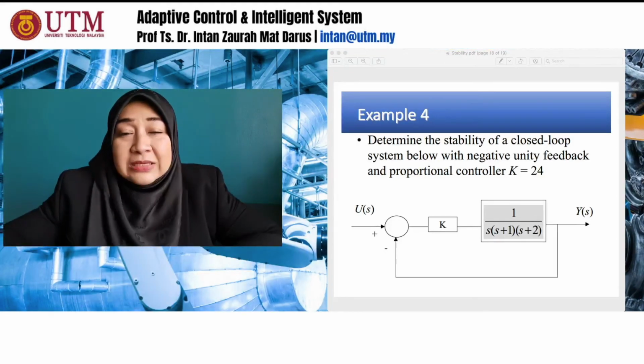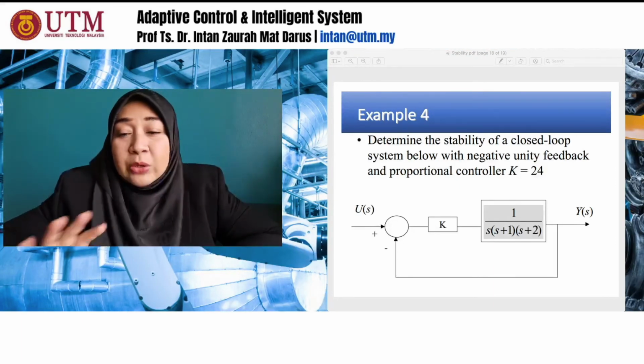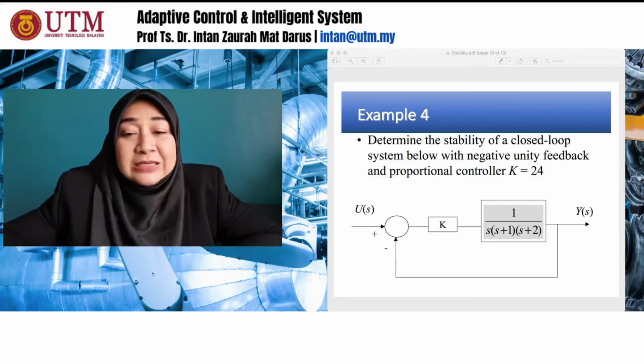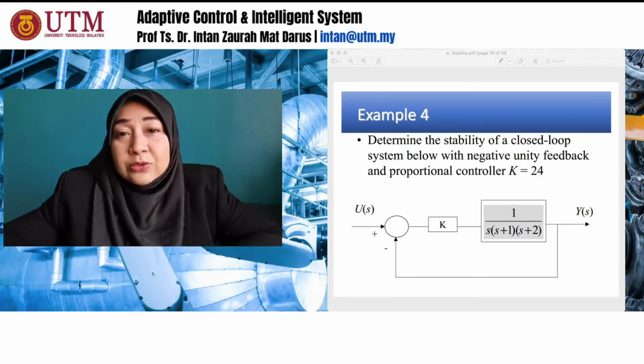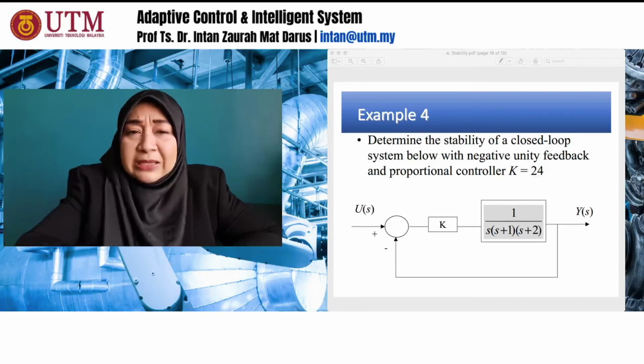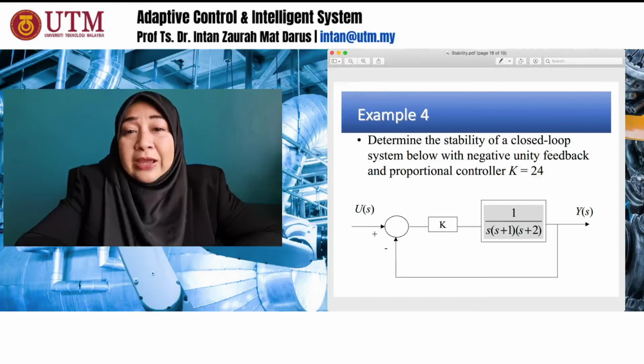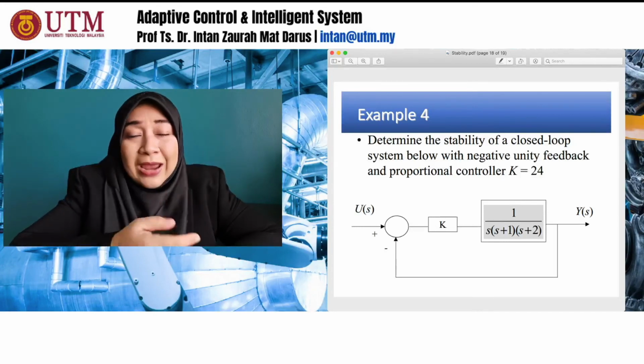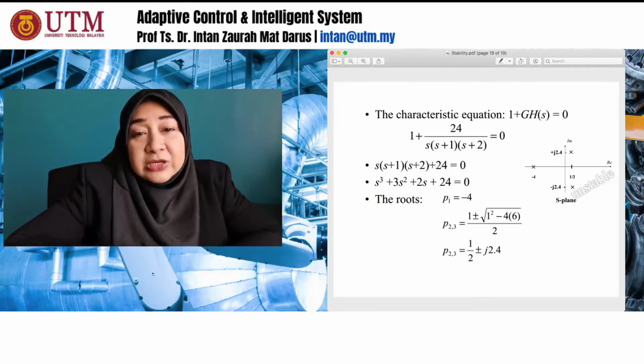Initially the system was stable, but then we close the loop and put a controller into it, and let's say that controller is a simple proportional controller with a value of K equals 24. What happens to the system? The stability will definitely change. Why? Because when you close the loop and add a controller, the denominator of your transfer function will change.